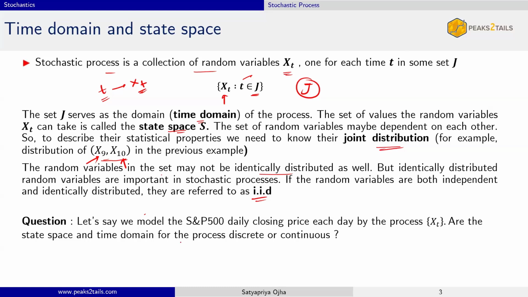So here's one question. Let's say we model S&P 500 daily closing price each day by the process XT. So we are monitoring S&P 500 daily closing price. Okay, that's my XT. So X1, X2, X3, X4. Question is, are the state space and time domain discrete or continuous?